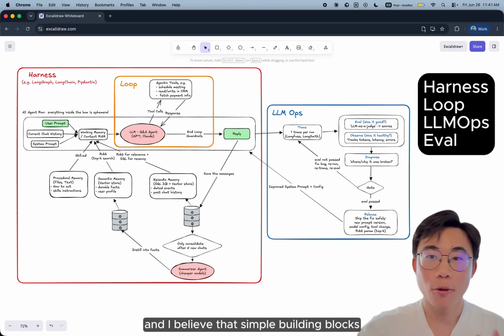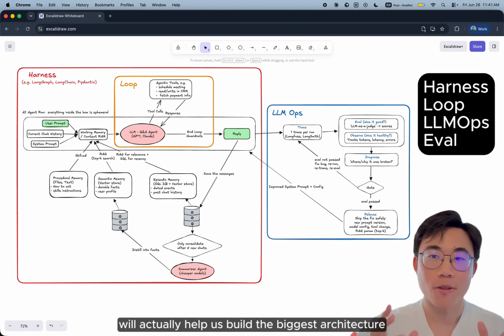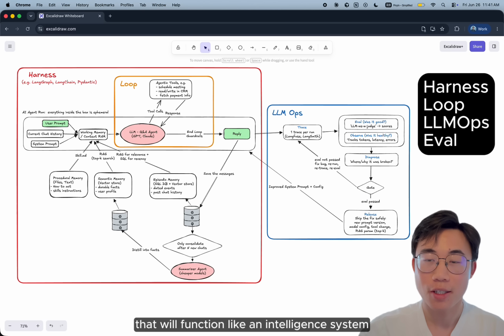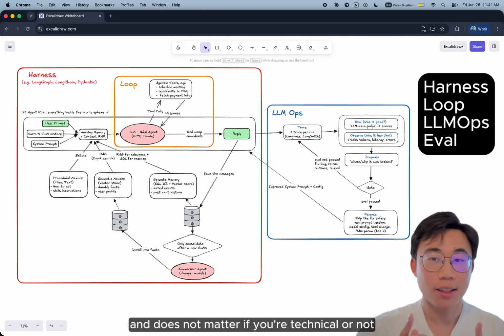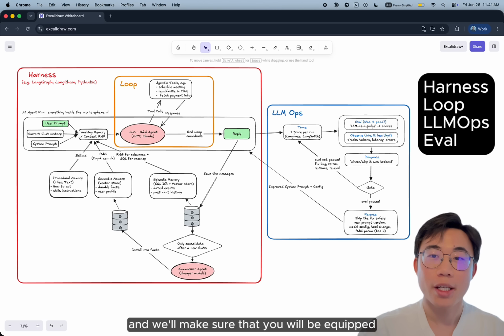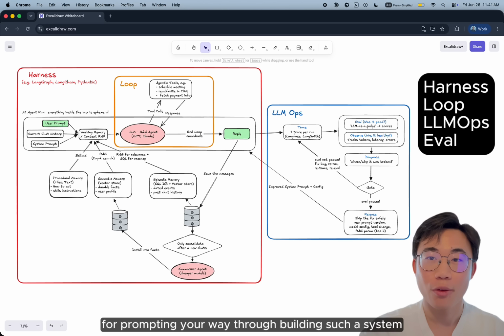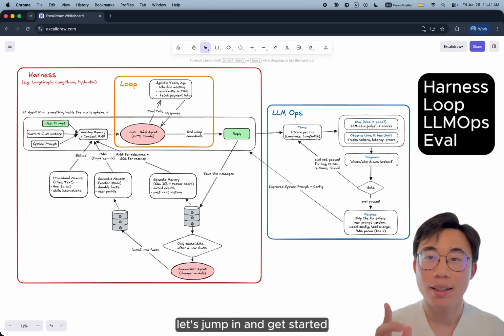And I believe that simple building blocks will actually help us build the biggest architecture in the world that will function like an intelligent system. Let's walk through this step by step, and it does not matter if you're technical or not. We'll make sure that you're equipped with the right knowledge for prompting your way through building such a system in the future. Let's jump in and get started.